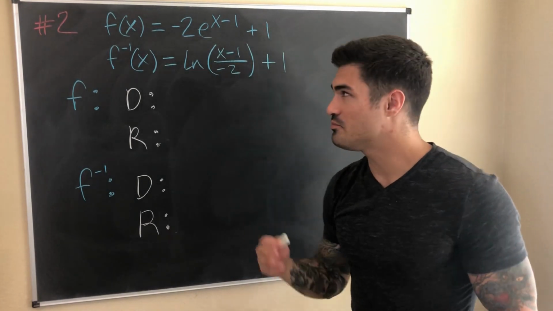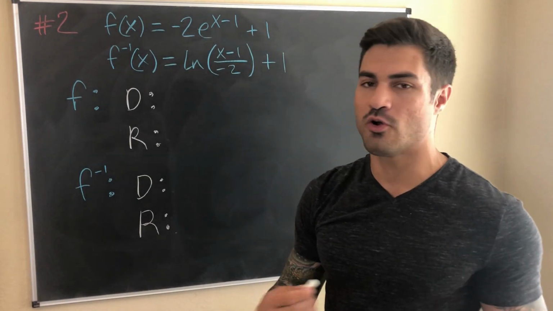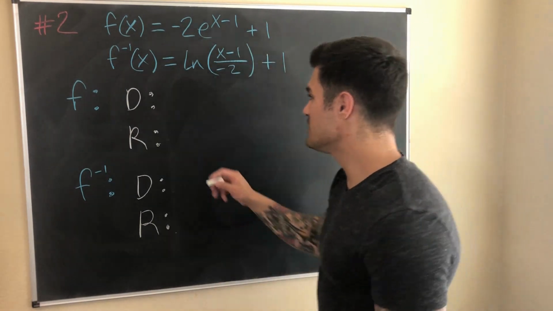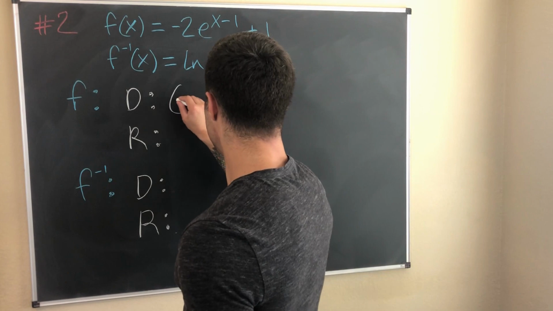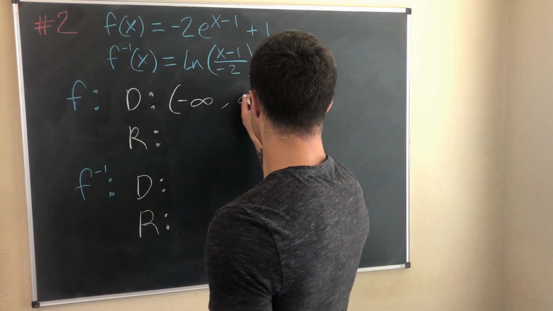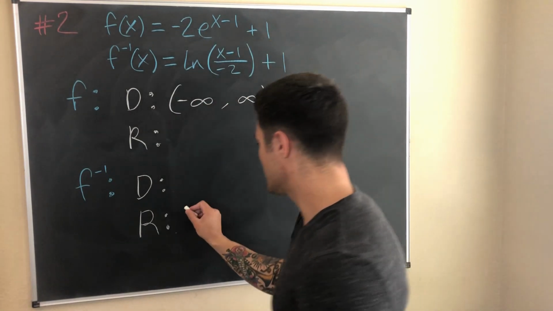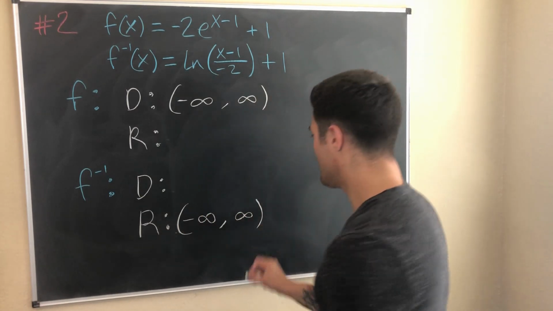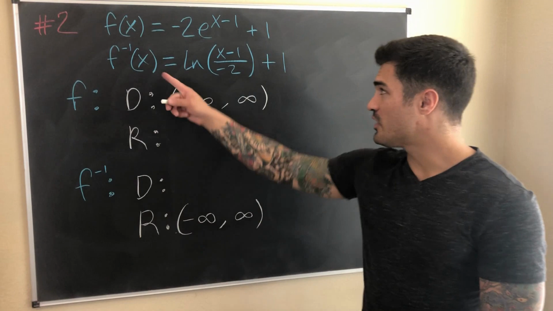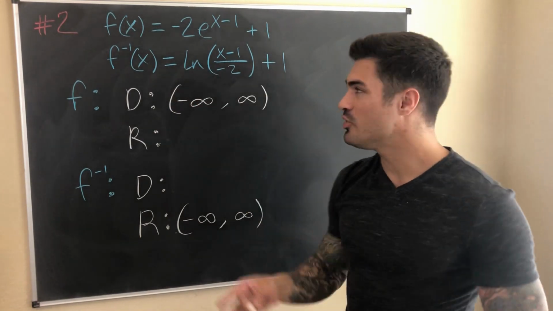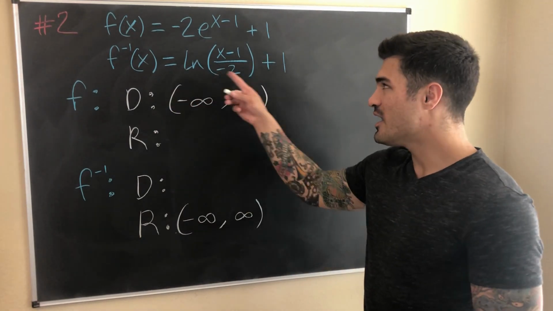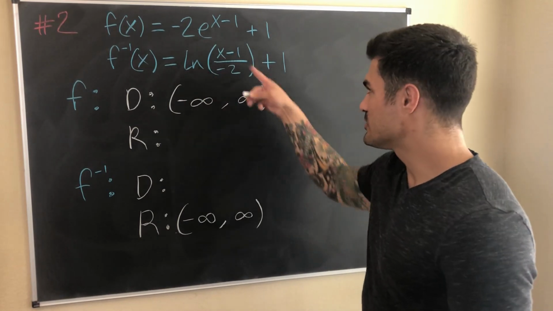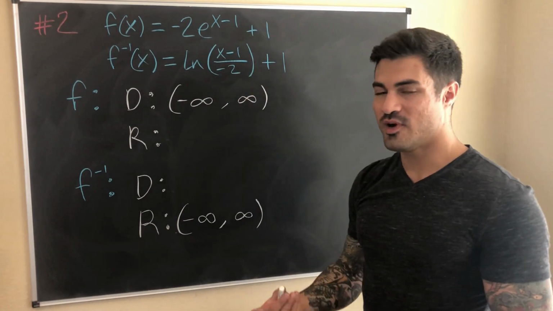Well, the domain of pretty much any exponential function is all real numbers, right? We don't have any square roots or denominators that can be 0. So we go from negative infinity to infinity with this domain, which means that this range is also negative infinity to infinity, right? So now what about the domain of our inverse function? What can't we plug in to this? Well, we can't have what inside of logs? We can't have negatives or 0. So this entire argument has to be greater than 0.